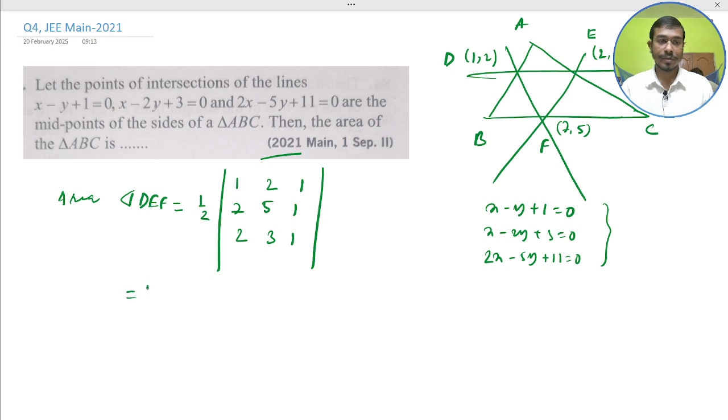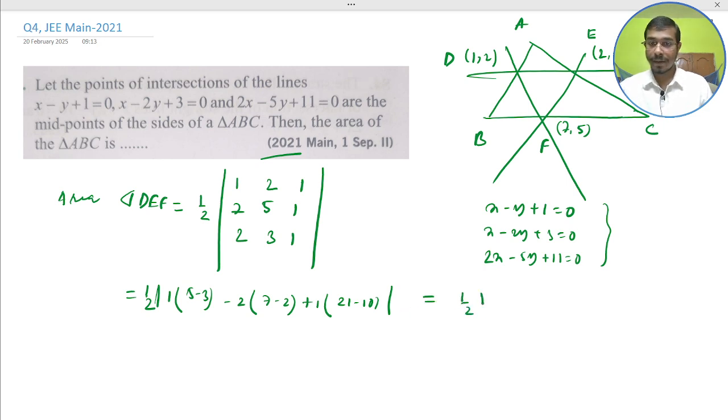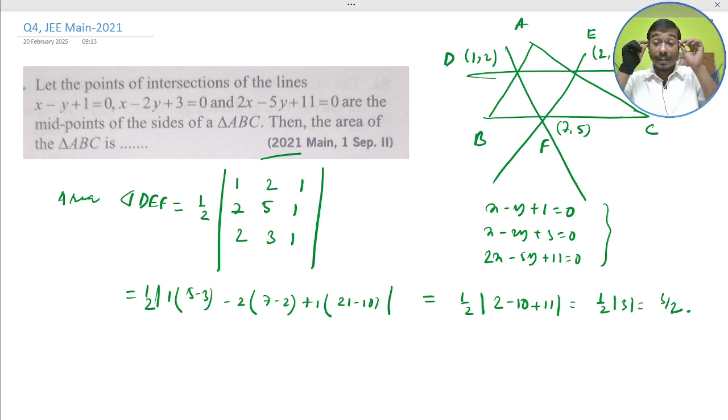Calculate this one. So half mod 1 into 5 minus 3, minus 2 into 7 minus 2, plus 1 into 21 minus 10. Just solve this determinant. You would get half mod of 2 minus 10 plus 11. This is equal to half mod 3, that means 3 by 2. So the area of this triangle is 3 by 2.